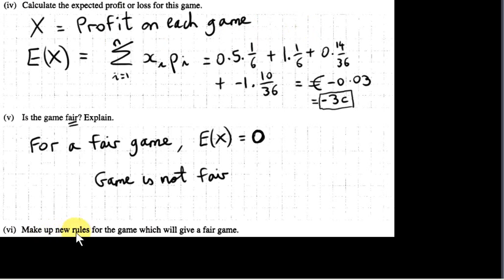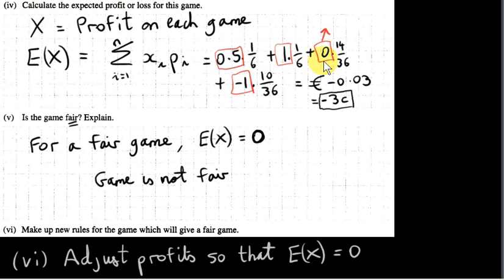In the next part, we have to consider making up new rules for the game, which will give a fair game. So basically, we want these numbers to come out to 0. So we could change these values. These are the profits. So that when we do this calculation, we get 0 here. We don't have to bother changing the dice. We can leave the dice as they are. Well, we could change the dice, but that's too complicated. It's probably easier just to adjust these values, just adjust the profits.